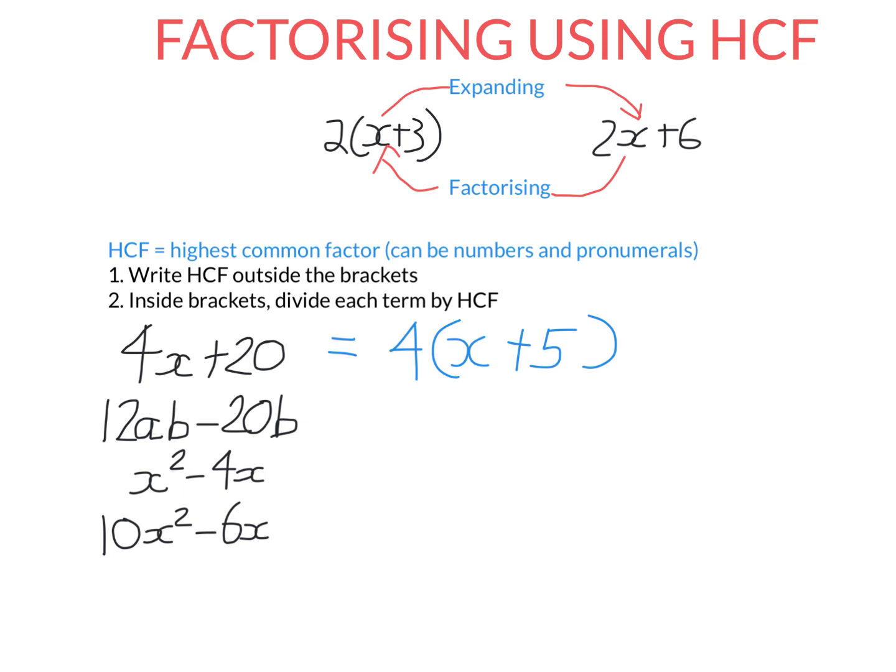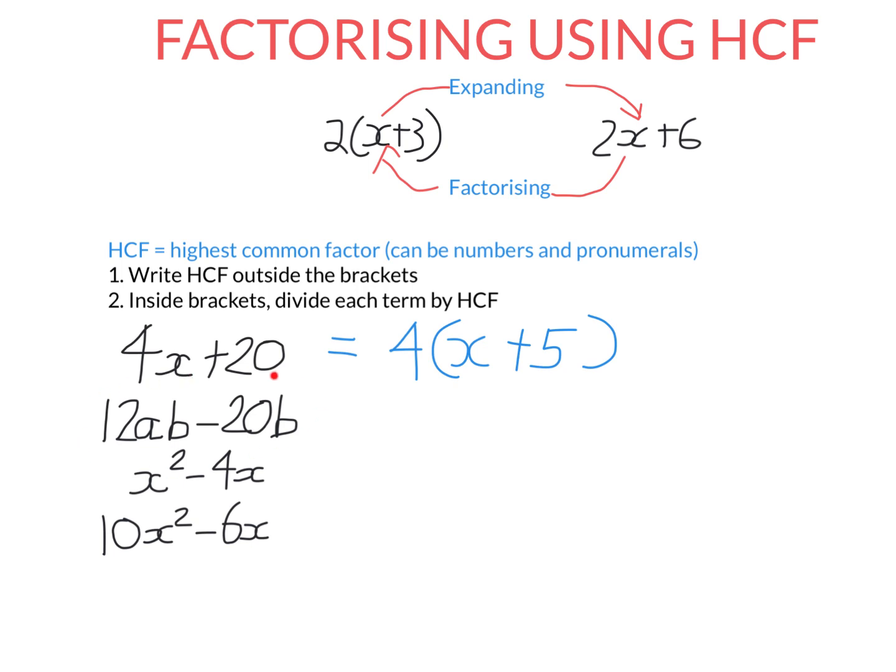We've written 4x plus 20 as something times something. If I were to expand this using the distributive law, I would get this, because expanding and factorising undo each other. So you can always check your answer by expanding it and making sure you get back the original expression. All right, that's the first one done.